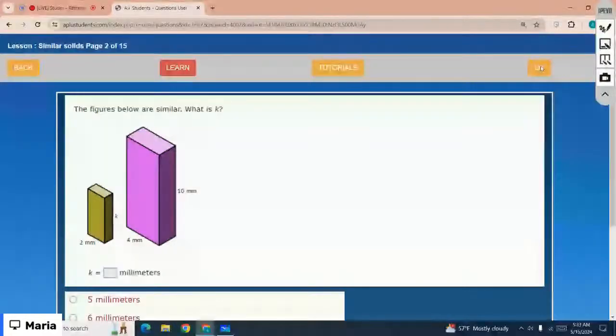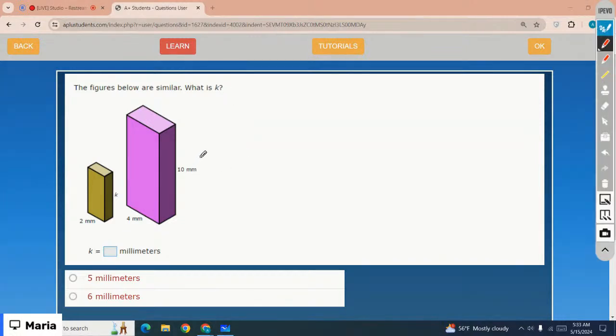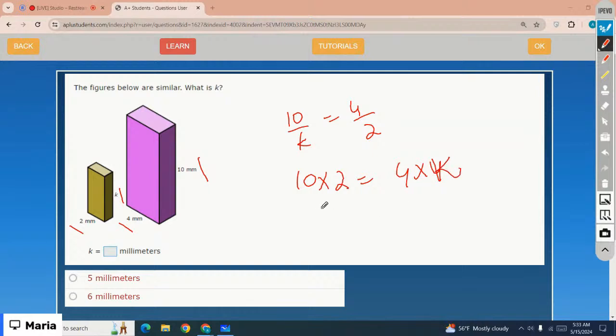The figures below are similar. What is k? Okay, let's see how we find k now. Let's find the similar sides and make a ratio. This side is similar to this side, that is 10 divided by k, and this side is similar to this, that would be 4 divided by 2. So just do cross multiplication and solve for k. That is 20 equals 4k, divide both sides by 4, so k equals 5. The correct option is k equals 5.